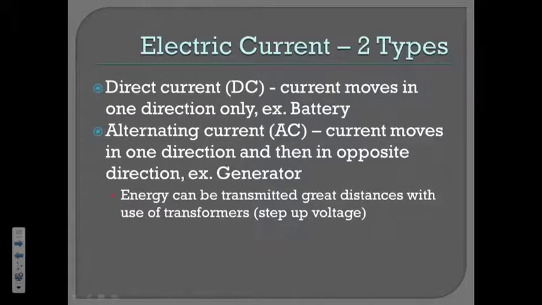All right, so in AC current, energy can be transferred over great distances. With DC current, there would have had to be coal factories about every mile to power a city. But in our houses, we use alternating current because it can be transferred over large distances. So AC current is very, very good over large distances.